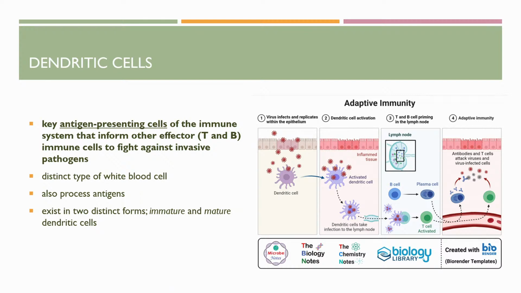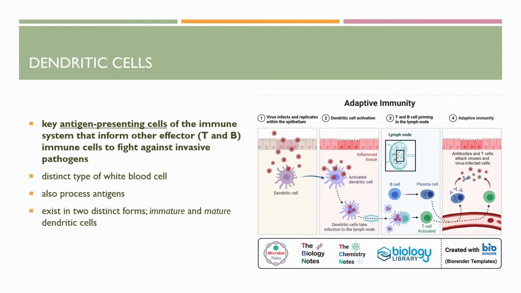So here is an example of how adaptive immunity works. You have here an epithelium, and in red we have a pathogen, and the dendritic cell here in purple. The dendritic cell binds to the pathogen, or this is a virus, and so it's basically infecting and replicating within the epithelium, and so the dendritic cell picks it up. Once it picks it up, the dendritic cell becomes activated. Notice here that there's inflamed tissue because the dendritic cell is probably producing cytokines and things that are trying to signal there's something going on here, so we need an inflammatory response.